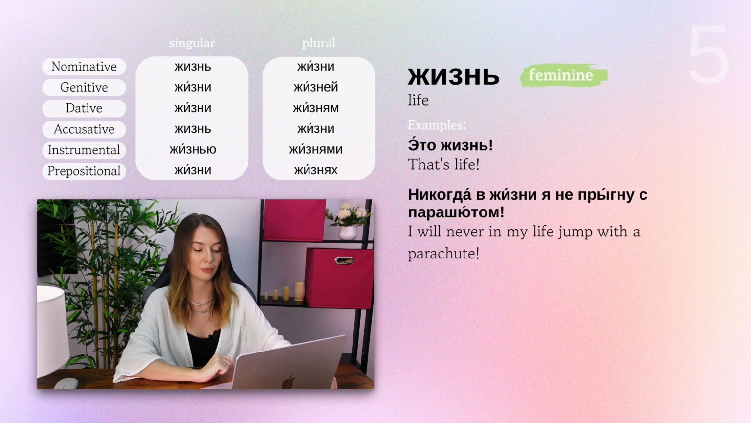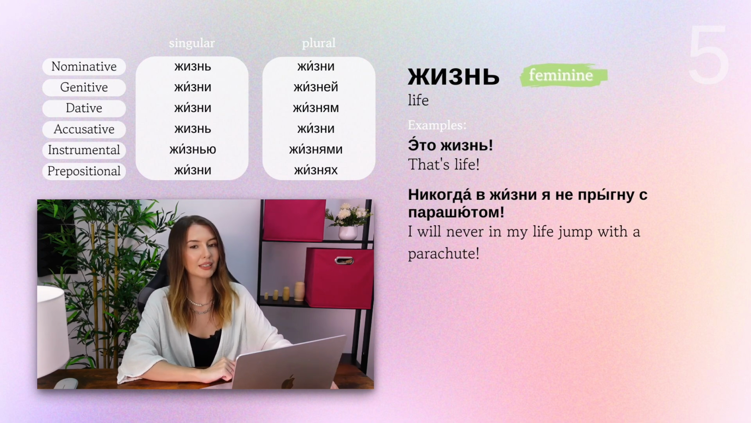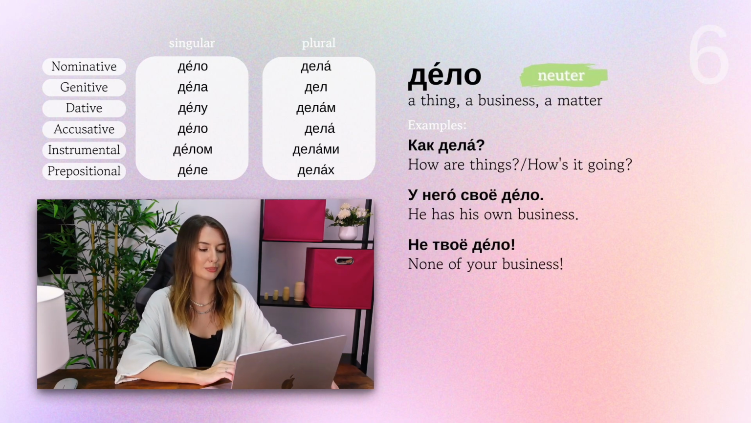The next word number 5. Жизнь. This word with the soft sign at the end, and it means that you have to remember the gender of this word. Жизнь, она, feminine. You might hear a short but very meaningful phrase. Это жизнь. And another example, a more complex sentence. Никогда в жизни я не прыгну с парашютом. Никогда в жизни. But никогда не говори никогда. Never say never.